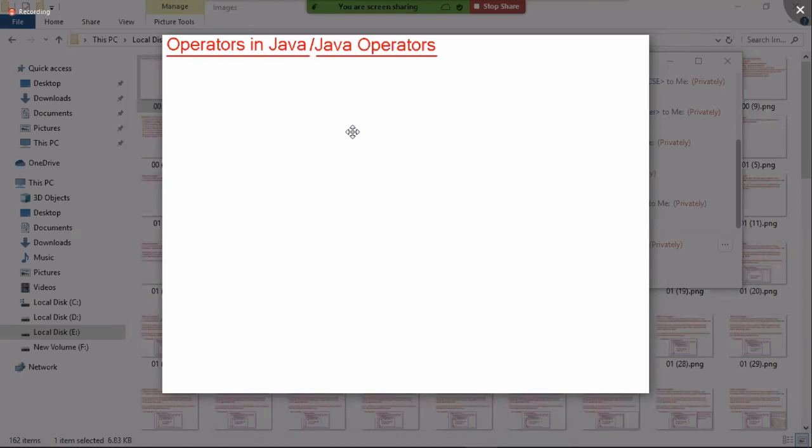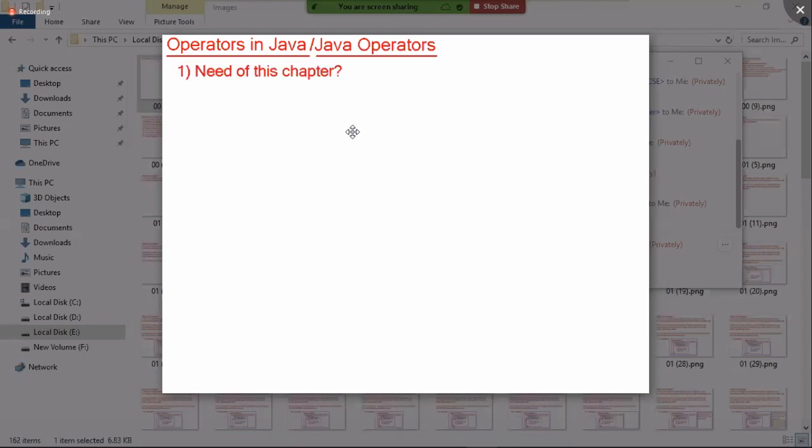So what are the different operators? What are the different types of operators we have? What are the different operators we have? Totally how many operators is Java supporting? What are the sample programs on each operator? This is the story we are going to learn.